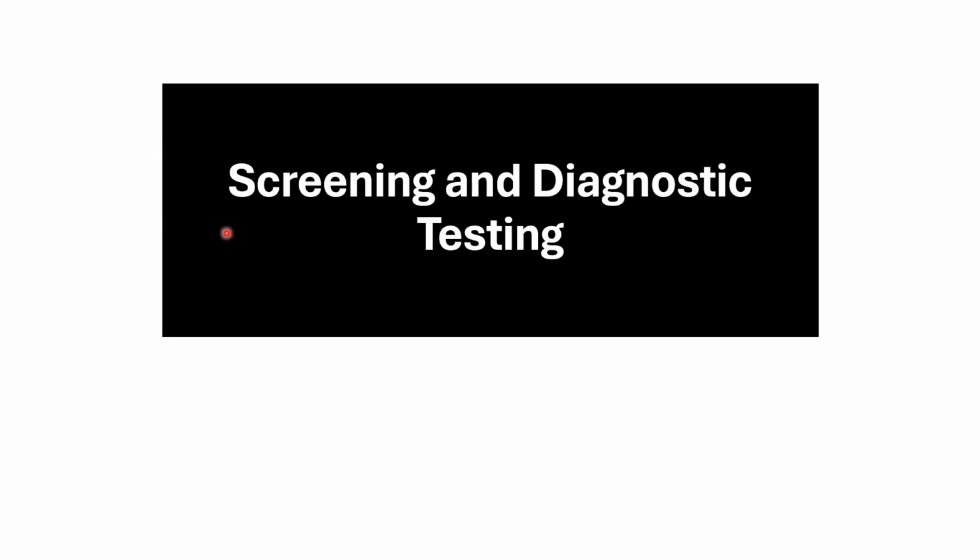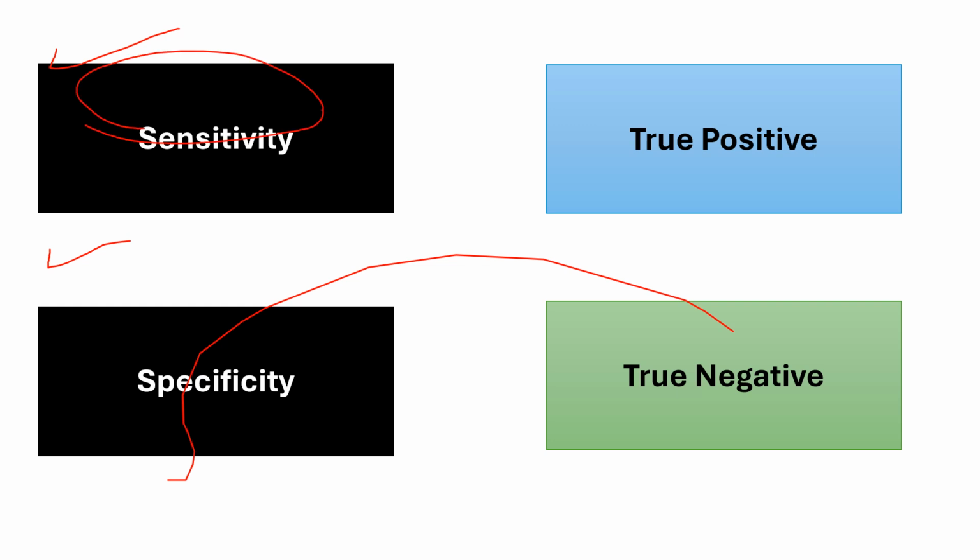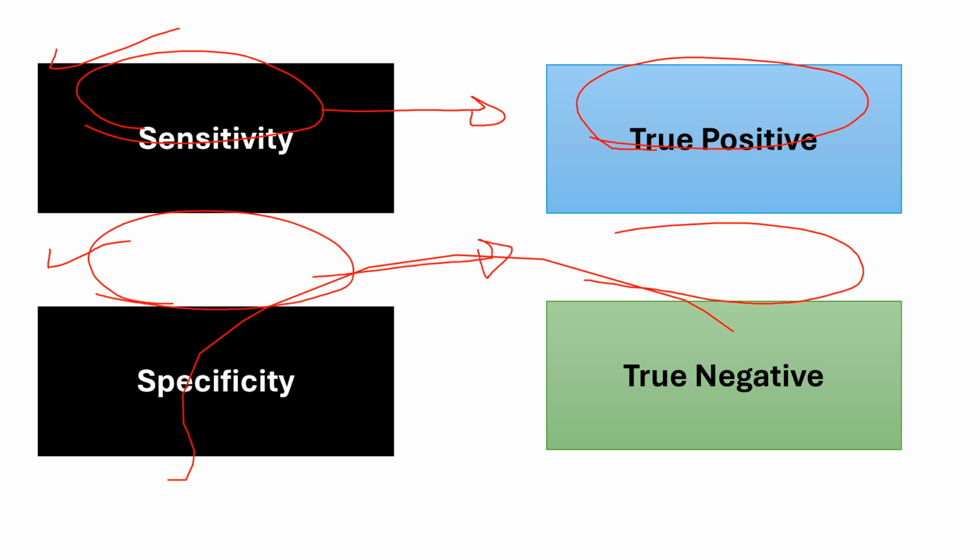Let's move to a new section, screening and diagnostic testing. Now, sensitivity and specificity. Sensitivity measures who truly have the disease, true positive. Specificity measures who truly doesn't have the disease, true negative.